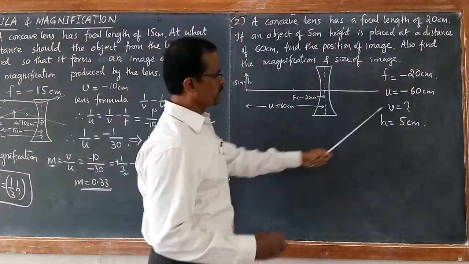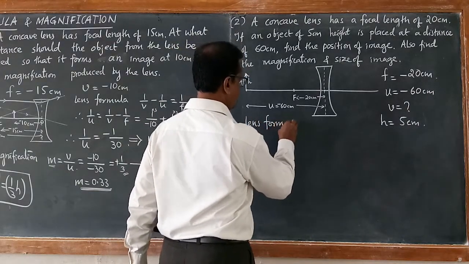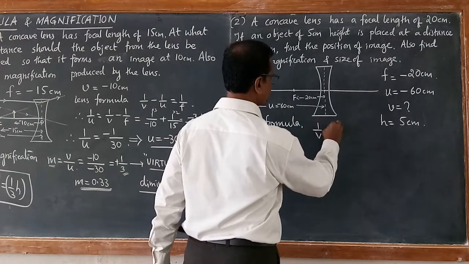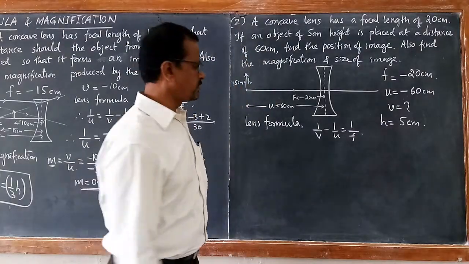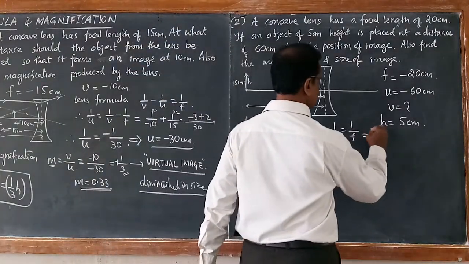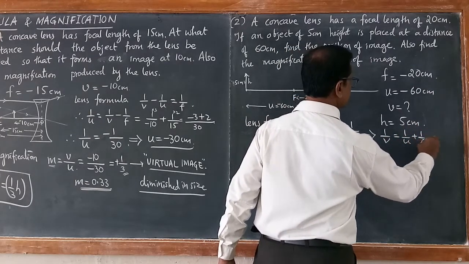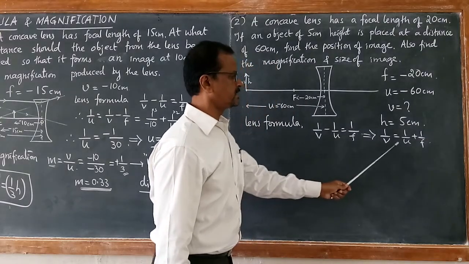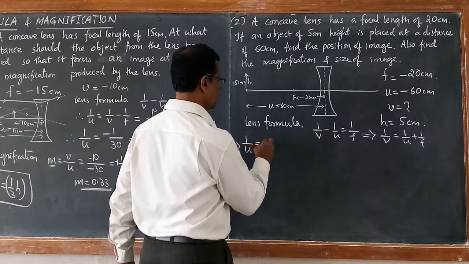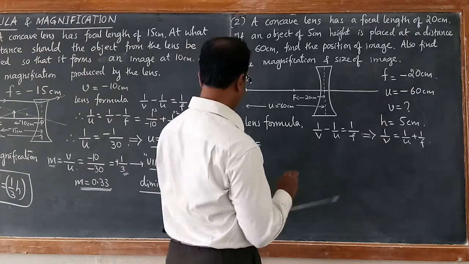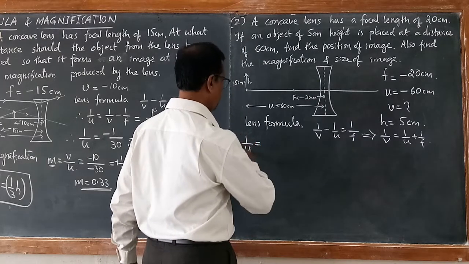Okay. Now you are asked to find out what is the image distance. We have again the lens formula: 1 by V minus 1 by U is equal to 1 by F. Directly you are asked to find 1 by V. This implies 1 by V equals 1 by U plus 1 by F. Just take this minus 1 by U to this side, it becomes 1 by U plus 1 by F. So 1 by V is equal to 1 by U.